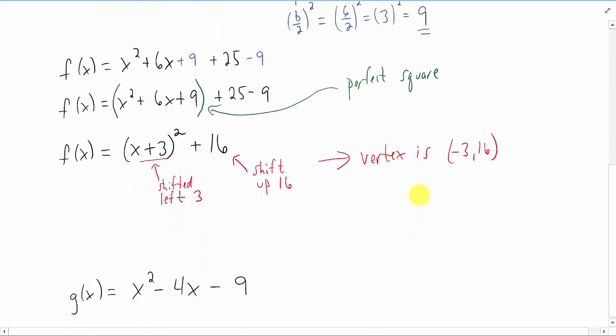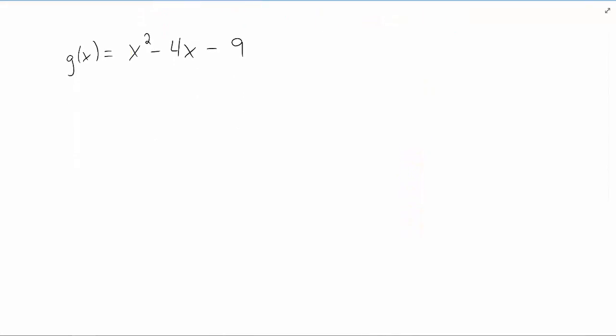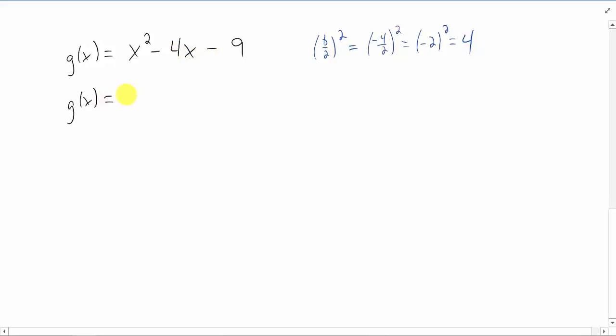Let's take another look at an easy example, and then we'll do one more slightly more difficult. I would like to complete the square on g of x here. Like before, we're going to take a look at b over 2 and we're going to square it. I'm getting the number 4 here. I'm going to copy down the function, and I left a little bit of space so that I could add 4 and subtract 4. As always, these first 3 terms, if we've done it correctly, will form a perfect square.